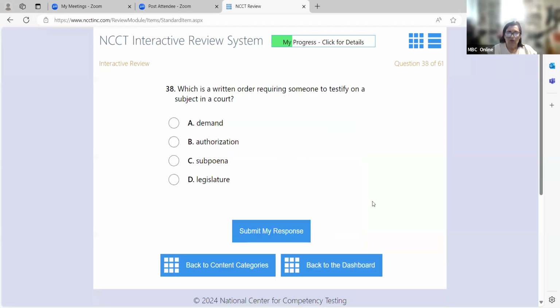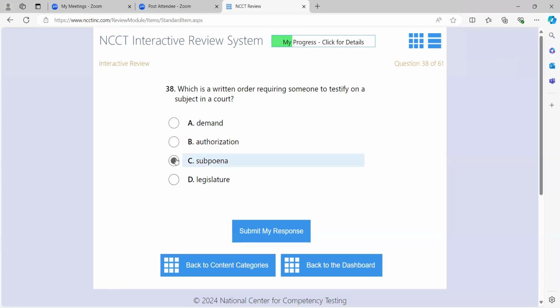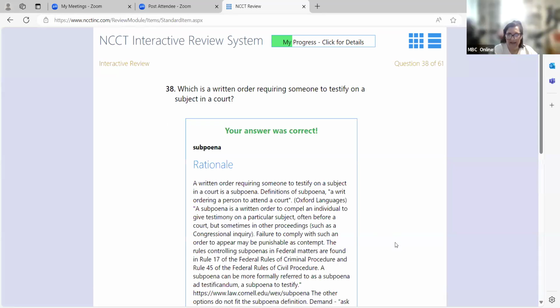Next one. Which is a written order requiring someone to testify on a subject in court? Is it a demand, authorization, subpoena, or legislature? Subpoena. Correct, subpoena.